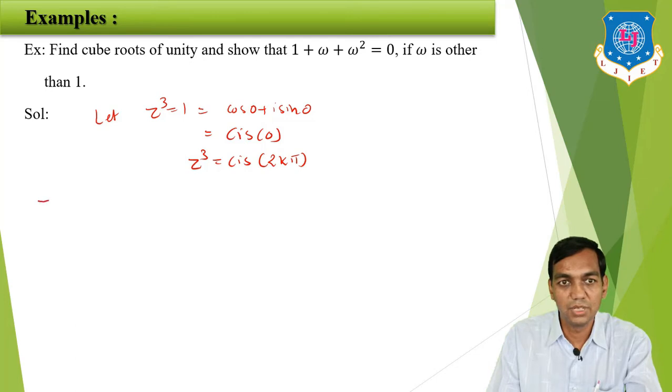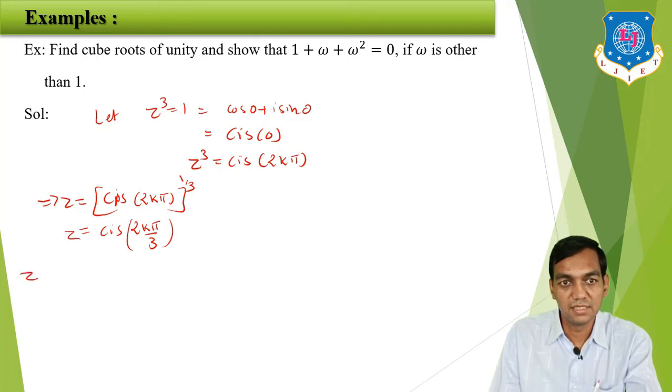So Z is going to be cis 2k pi raised to 1 by 3, and that will give you cis 2k pi by 3. So Z0 will be cis 0 and that will be 1.